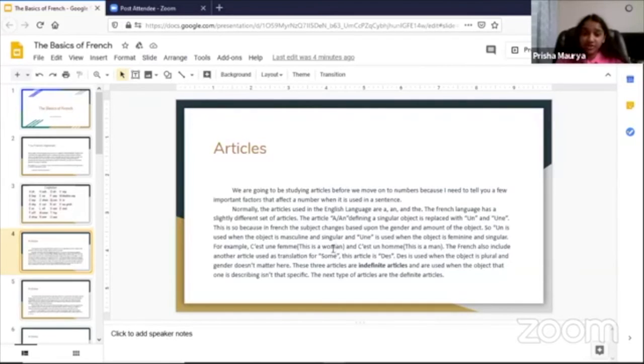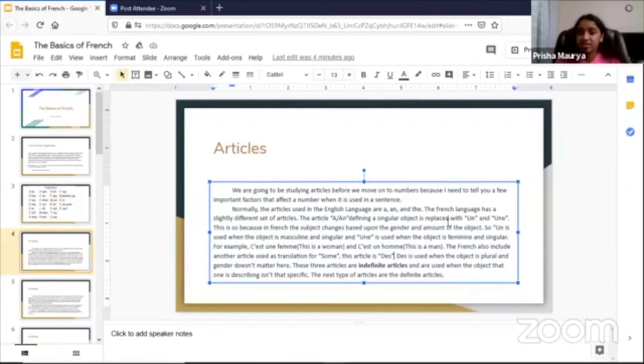The French also include another article used for the translation of some. When you're saying some, you're not defining it. In English you're saying some milk, some water. You don't usually define an object by saying that there is some milk over there. Because you don't define it, we're going to be using the indefinite articles. These 3 articles, un, une, and des, are indefinite articles, and they're used when the object that's being described isn't that specific.